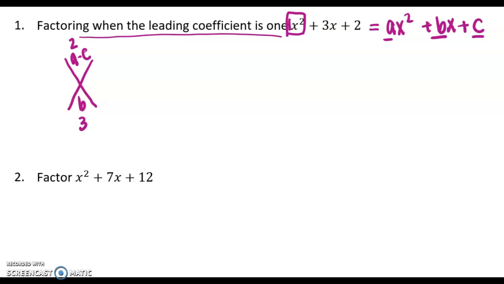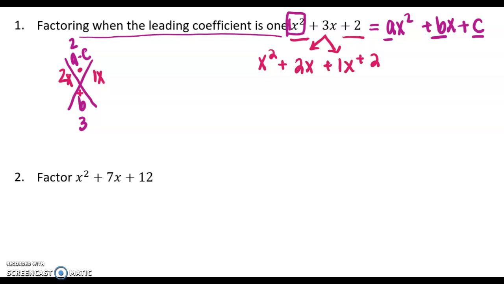So what you want to do is you want to think of two numbers that multiply to 2 and add to 3. So that would be 2 and 1. So what we do here is we could do grouping. So what you're going to do is you're going to rewrite the first term and the last term. And then that middle term, you're going to go ahead and split that up as plus 2x and 1x.